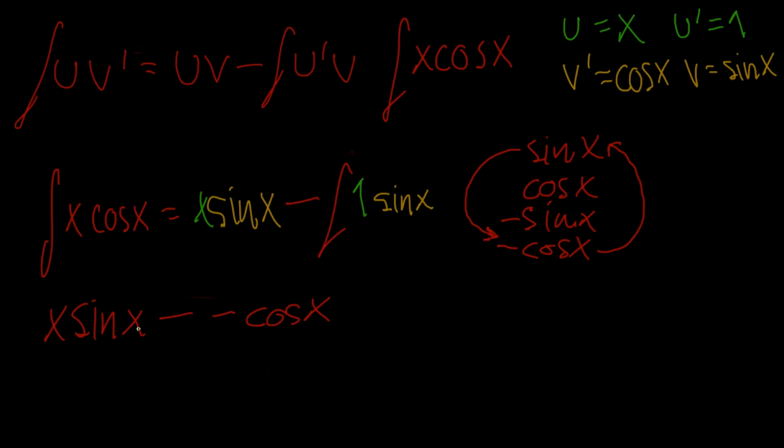So we're going to get x sine x, that's our first part right there, minus the integral of 1 sine of x, which is negative cosine x. So our final integral is just going to be x sine of x plus cosine of x. And that's it, right? We finished the problem. This is our final integral right here.